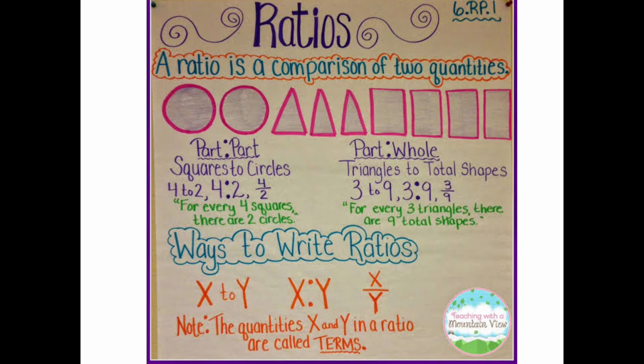How can we write it as a ratio? That is 4 is to 2. From 4 to 2 we can write the ratio 4 is to 2, or as a fraction, 4 by 2. So for every 4 squares there are 2 circles.